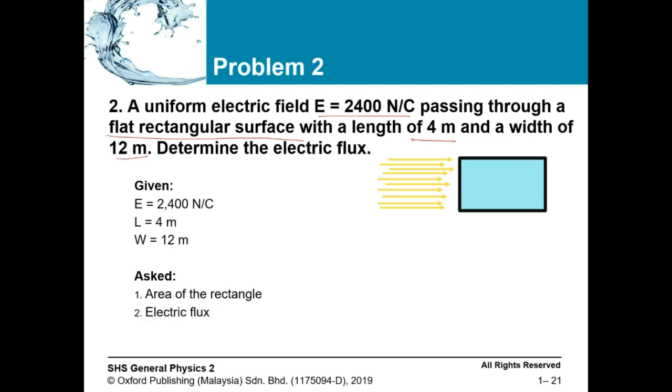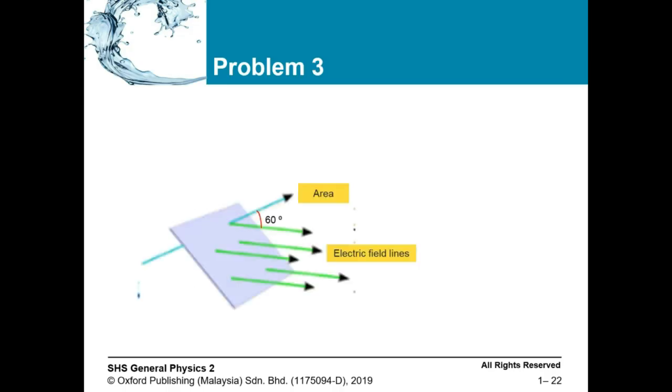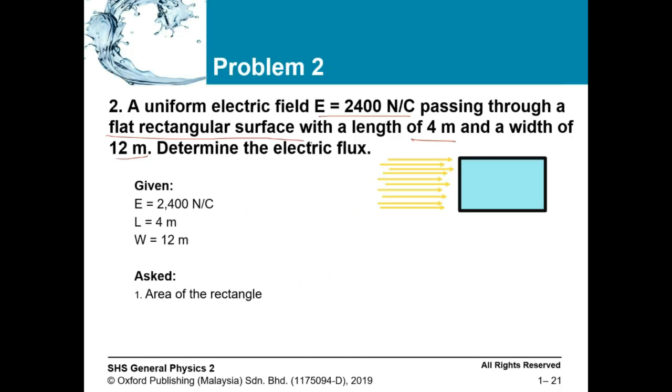Ma'am, why do we still look for the area of the rectangle? Because remember, the equation that we need to use, which I haven't stated here yet, is phi is equal to E times A. Now we have no A. That's why we need to find the area of the rectangle first. This is the reason why I told you to always take note of the shape of the surface, because then we will know our area, if only the dimensions are given. The length is 4 meters and the width is 12 meters.